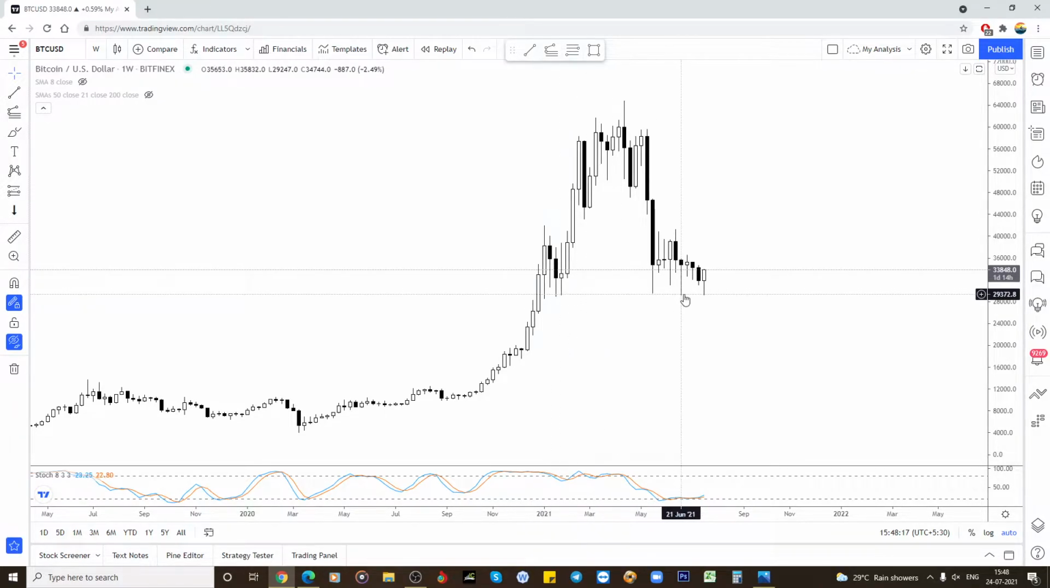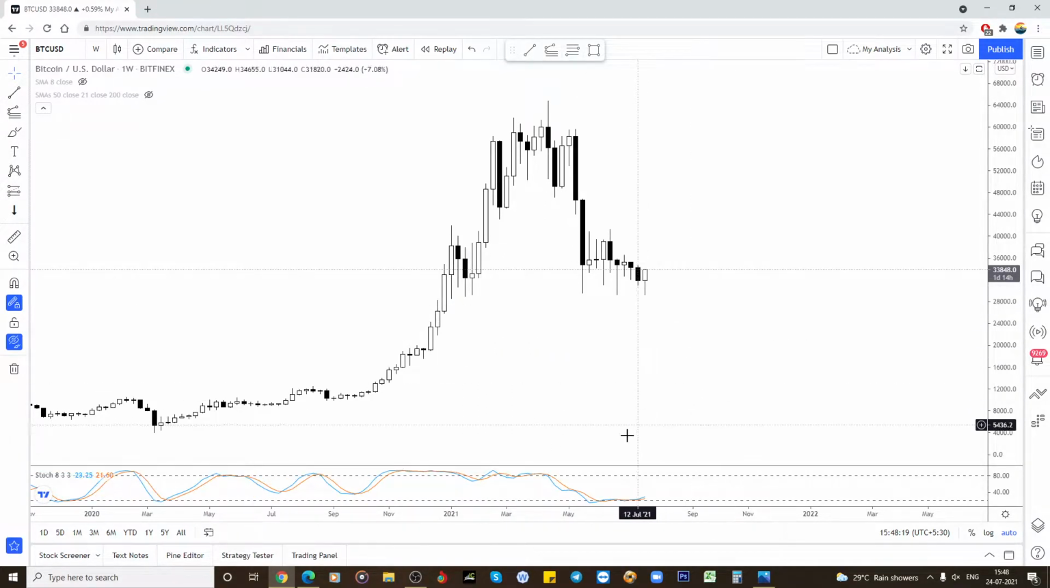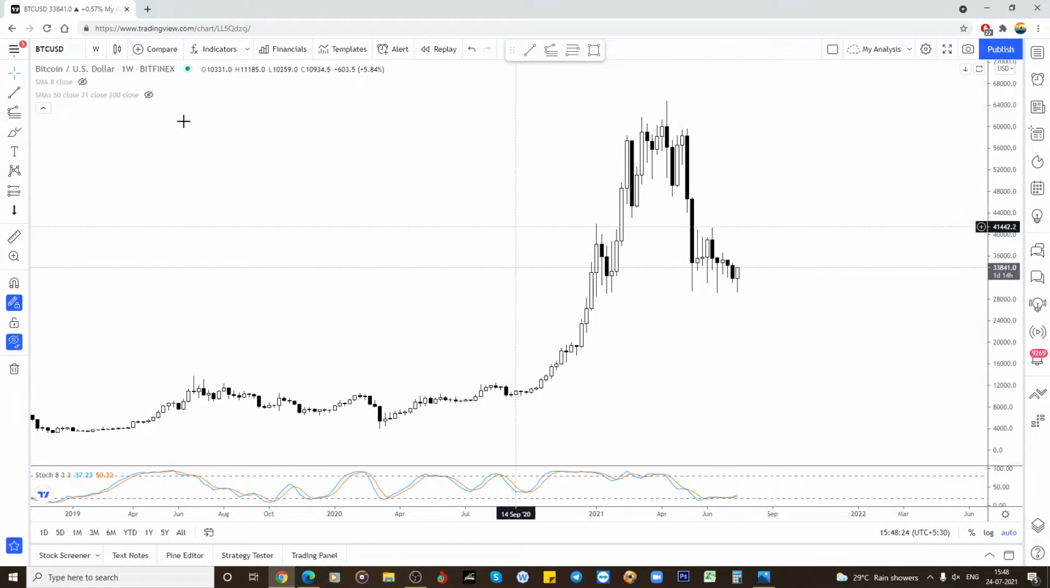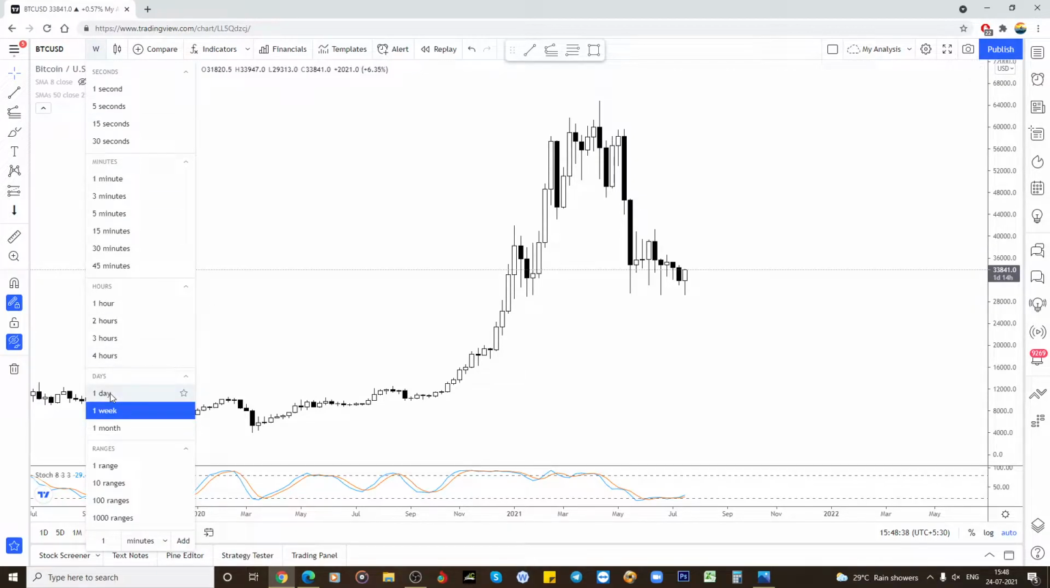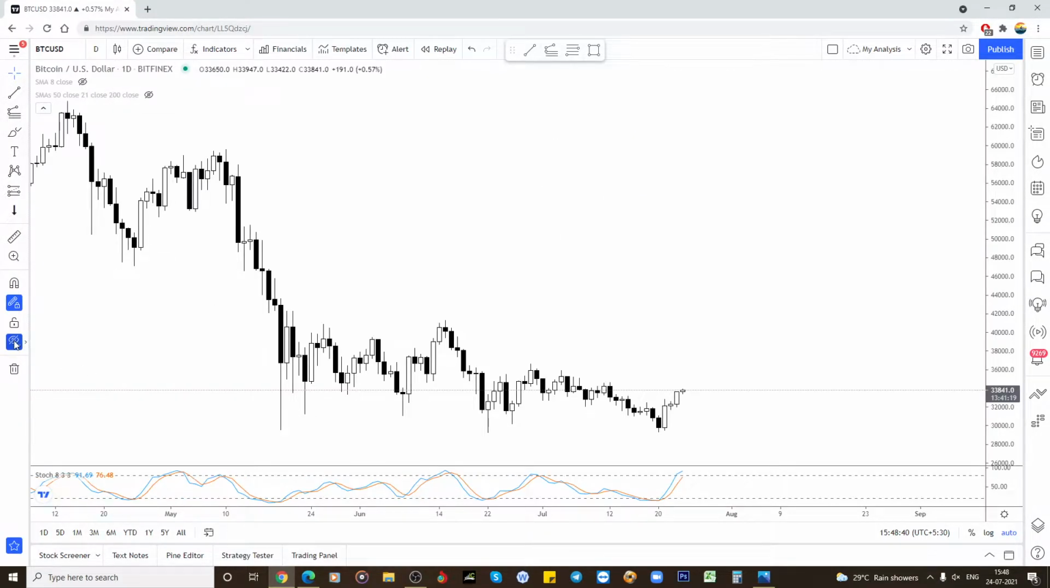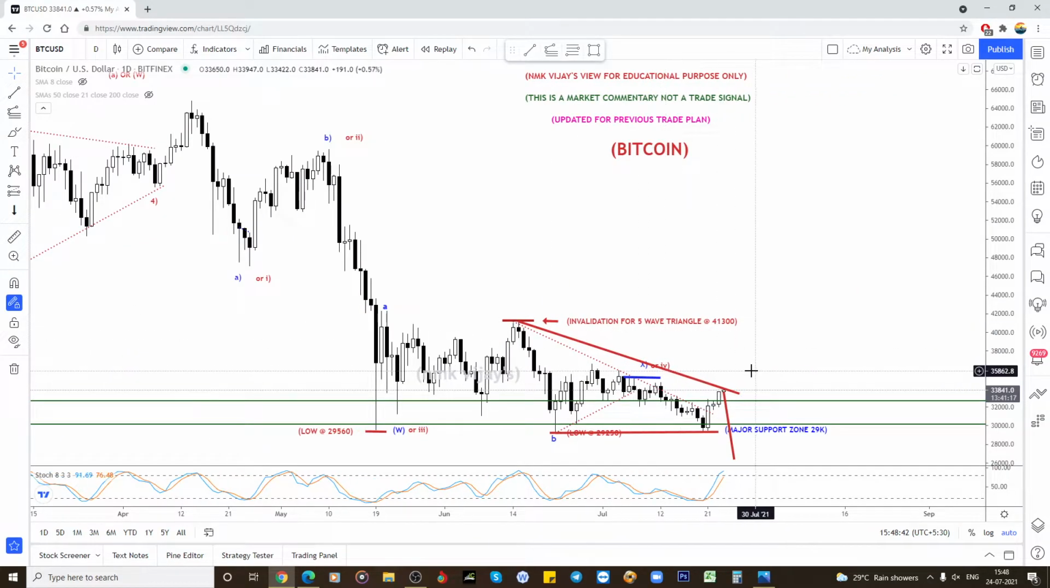This is a support zone, and look for the stochastic RSI. All these tools will give you that little bit of information. According to the Elliott wave, that is a major confirmation, and this tool will help you fine-tune yourself. So no need to sell.